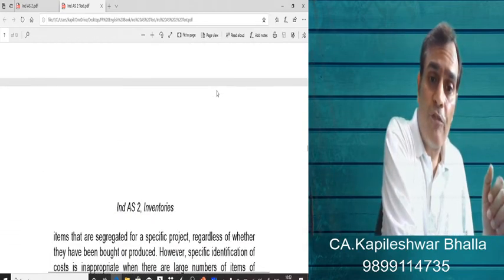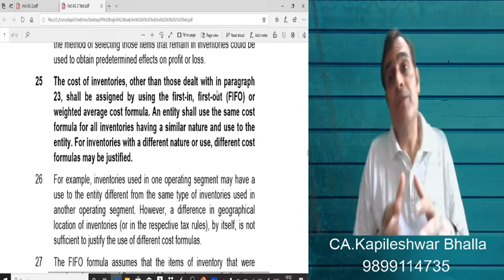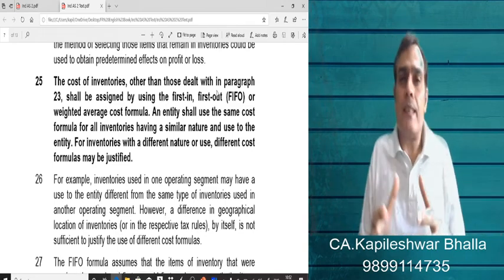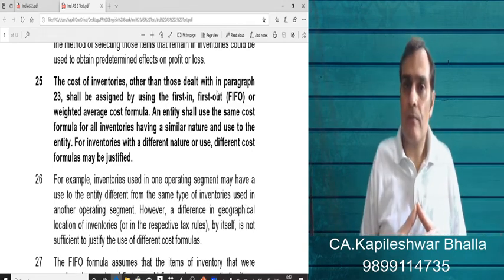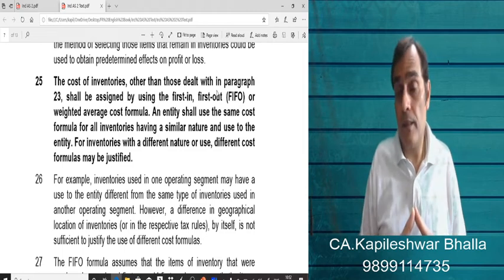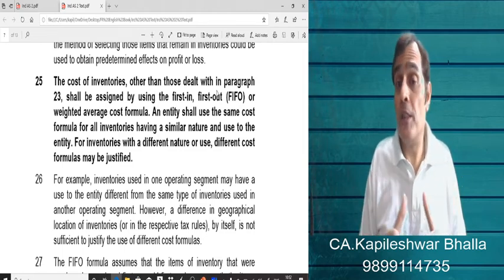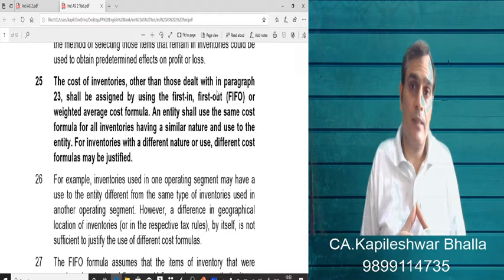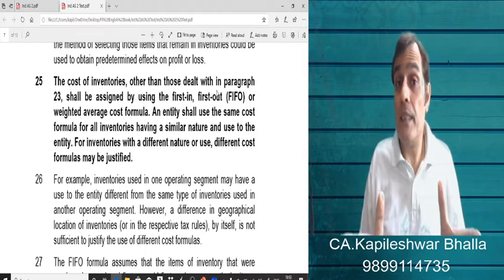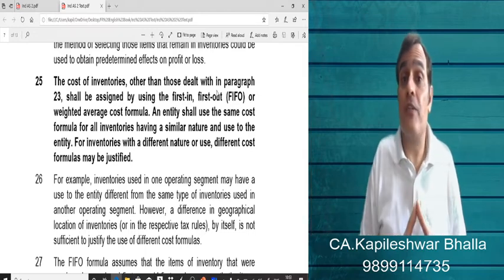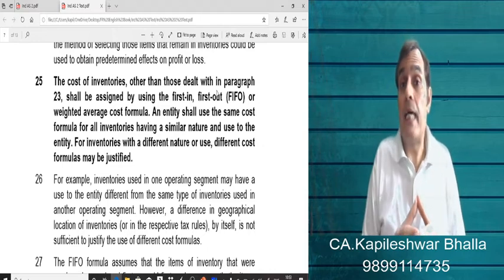Then it comes to the fact in terms of para number 25 that when we say that the inventories are not tailor-made, then we say they are supposed to be ordinarily interchangeable. Then the para number 25 very clearly says that we will use a first in, first out or a weighted average formula.